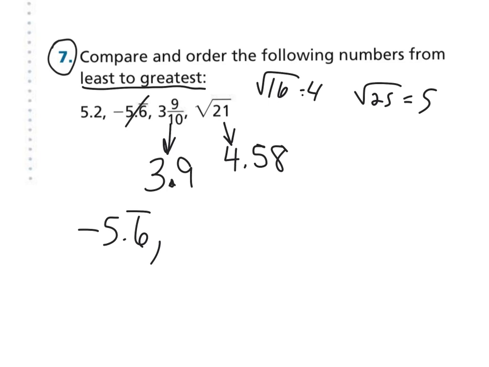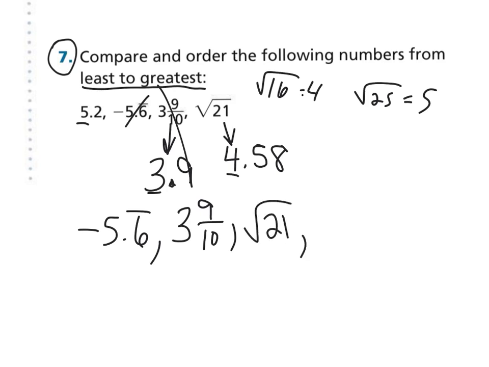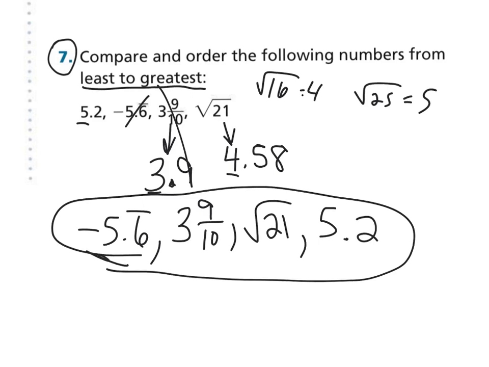Now if we look at our positive numbers, the smallest positive number, look at the whole number parts: 5, 3, 4. 3 is smallest, so that's going to be the smallest one here. 3 9/10, and remember to write that as a mixed number, because that was what they originally gave us. Square root of 21 would come next because 4 point anything is less than 5 point anything, and then that would leave us with our 5 2/10 last. Always make sure when you write your answer that you have as many numbers there as there were in the original problem, and we are in good shape here.